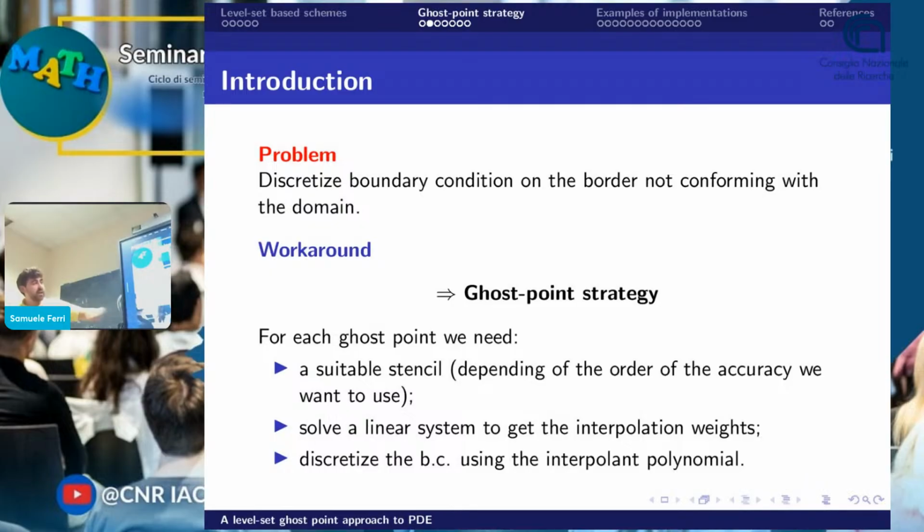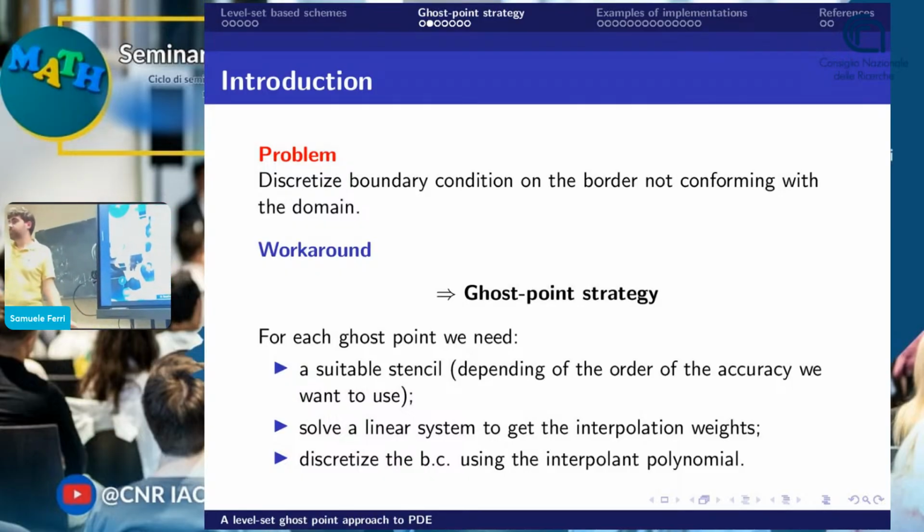And so for each ghost point, we need a suitable stencil, and by suitable we mean that it has only internal points or ghost points. And then we solve the linear system associated to find the interpolation weights, and then we discretize the boundary condition using these interpolant polynomials.